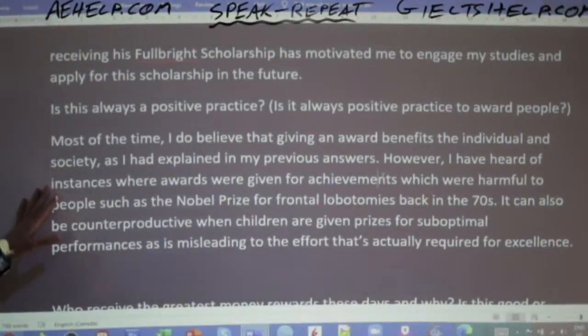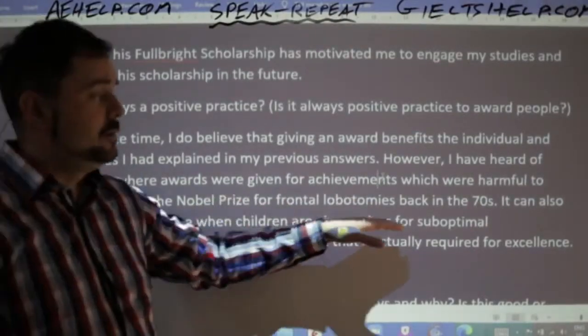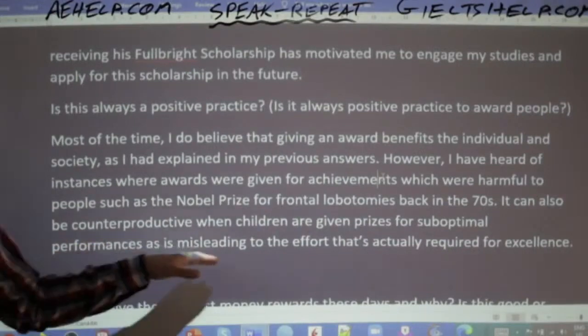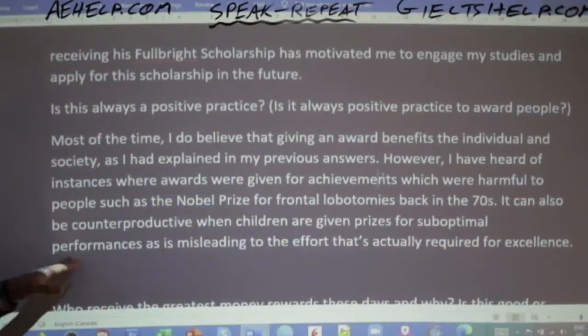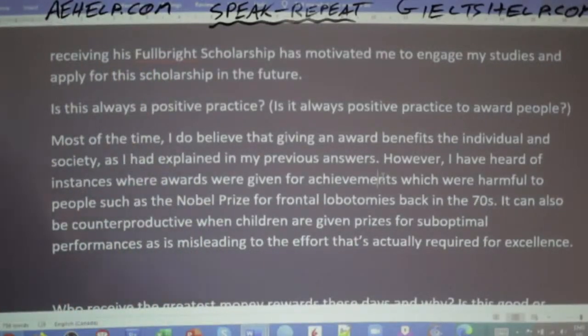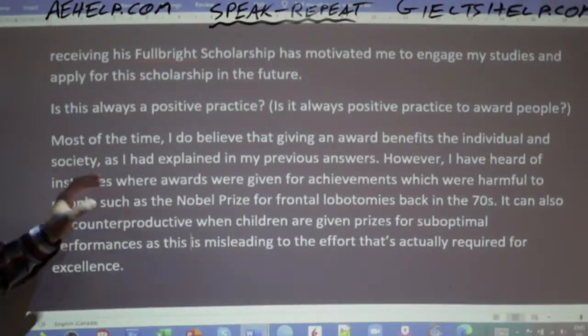However, I have heard of instances where awards were given for achievements which were harmful to people, such as the Nobel Prize for frontal lobotomy back in the 70s. That's a true story. You can look it up. It can also be counterproductive when children are given prizes for suboptimal performances, as this is misleading to the effort that is actually required to excellence. And I'm sure many of you know about this, where people are giving prizes to kids for just trying and just being there. One of the arguments against this is that it doesn't actually encourage children, but it gives them misinformation on what's needed to be truly recognized. Okay, so that's my answer there.